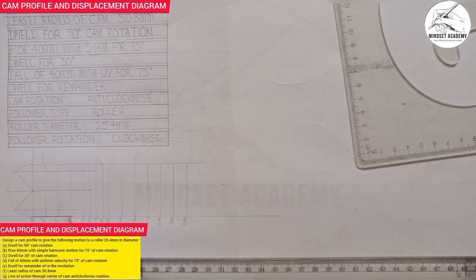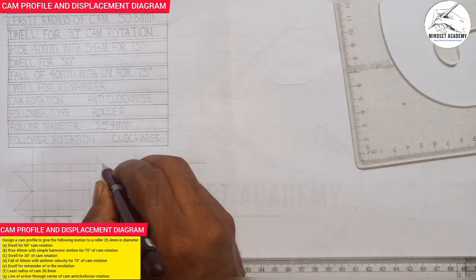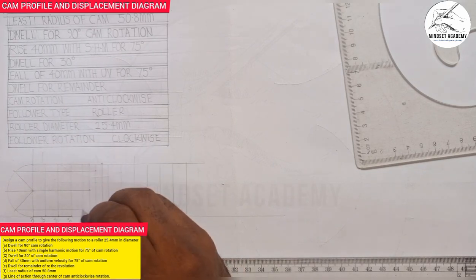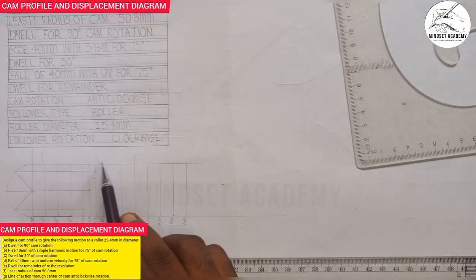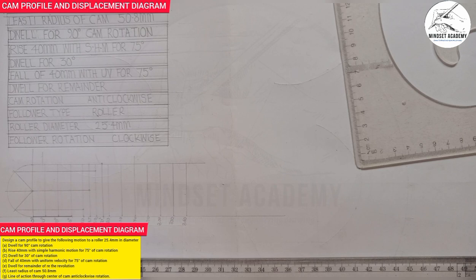So between 90 and 165 is 75. Is that okay now? So this is what we have from this point to this point to this point to this point and this point, because it said rise and it must reach the final point here. Is that okay now? So now we move forward to the next one, and it says dwell for another 30 degrees. So from this aspect here now, this is 75.